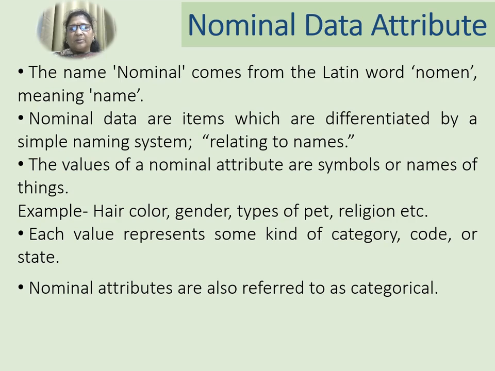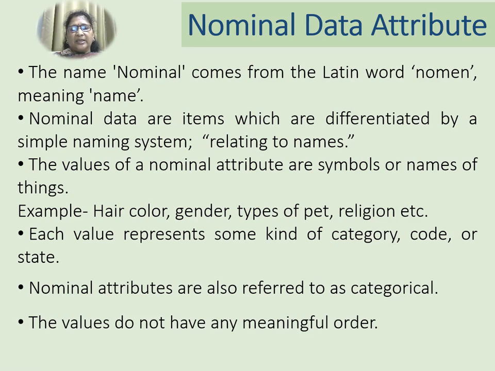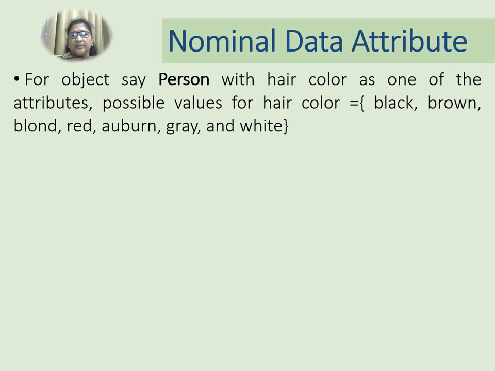Nominal attributes are also referred to as categorical because they categorize the data into a set of categories. If we take gender as an attribute, then the whole class can be divided into two categories, one male and the other female. These values do not form any meaningful order. If we have hair color as black, brown, golden, grey and so on, they do not form any meaningful order. You can write them in any order.